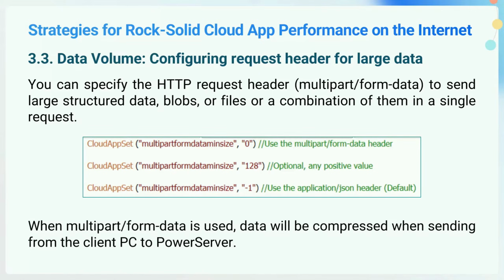When multipart/form-data is used, data will be compressed when sending from the client PC to PowerServer, so you can reduce network transmission time. However, be aware that this approach may require extra processing power and memory, both on the client PC and on PowerServer, to handle the data transformation. Make sure to carefully weigh the advantages against the potential drawbacks before deciding to use this option.